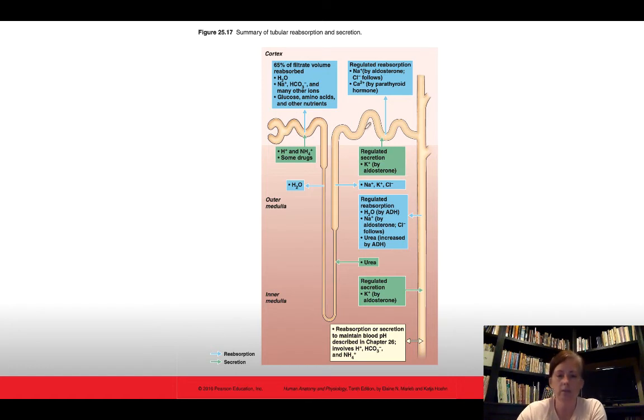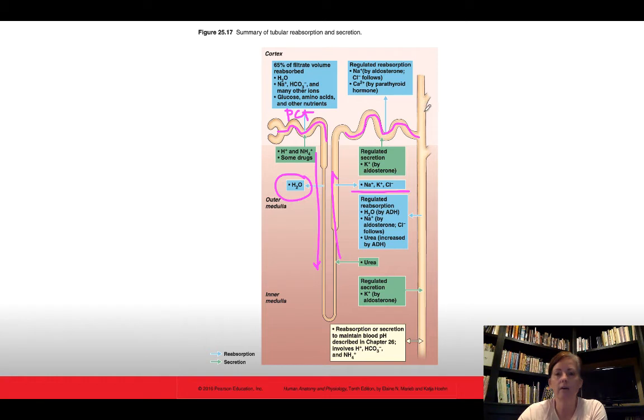Okay, and this is what is showing you here. So most of our reabsorption is happening at the proximal convoluted tubule. That's kind of a hotbed for reabsorption. Here's our descending limb of the loop of Henle, and it has aquaporins present, and we need those to reabsorb water. Here's our ascending limb of loop of Henle. It does not have aquaporins present, so we can't reabsorb water, but we can reabsorb other solutes like sodium and potassium and chloride.